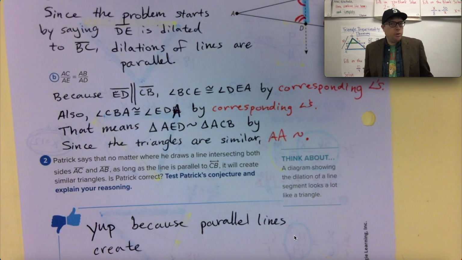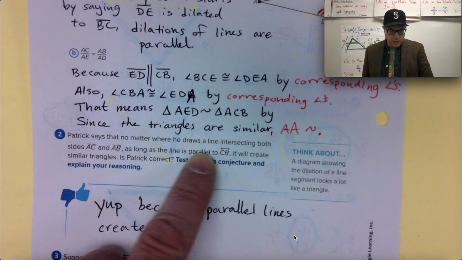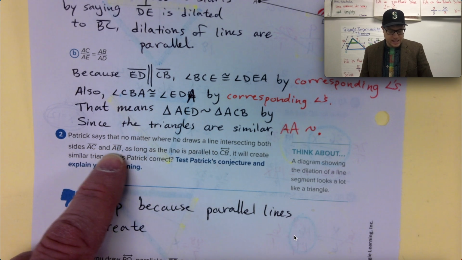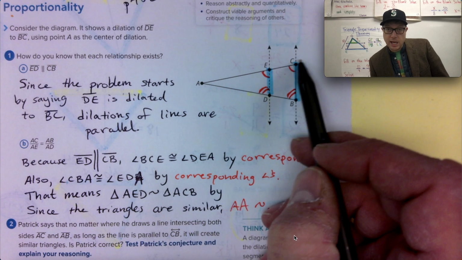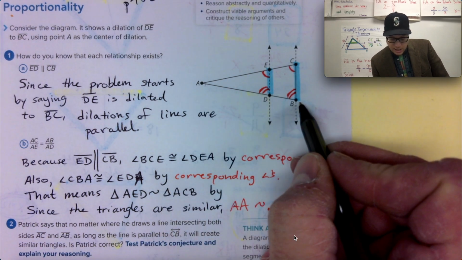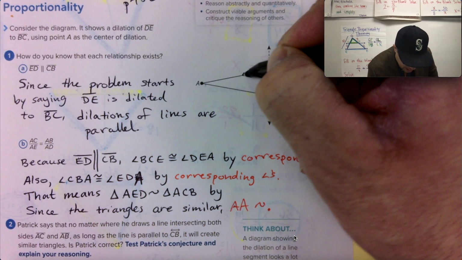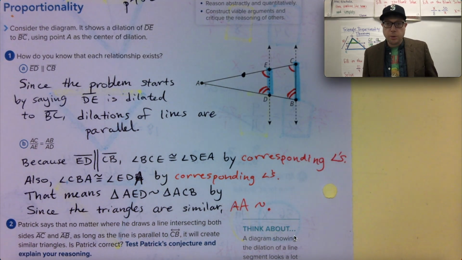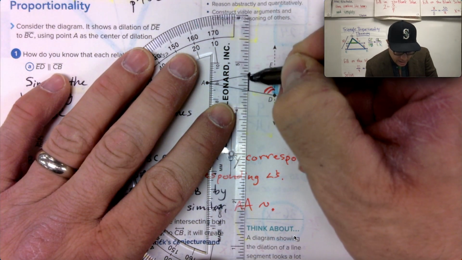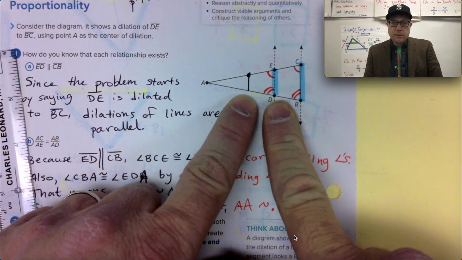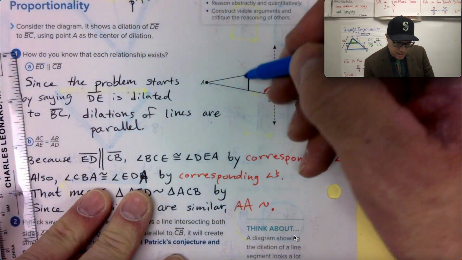Does that mean that we could put our two line segments wherever we wanted to? Well, Patrick says that no matter where he draws a line intersecting both sides AC and AB, so let's go back up to the diagram. That's this line segment here, and that's this line segment here. And I'm just going to go ahead and draw that in. I'm going to draw in a line right there. That's another point. And then if I draw a parallel line like Patrick is saying, I'm trying to make sure it's parallel to the other two. Maybe highlight it blue so it also is standing out.